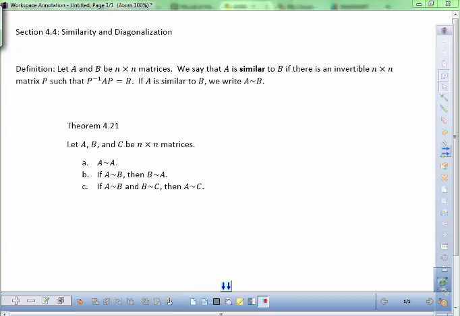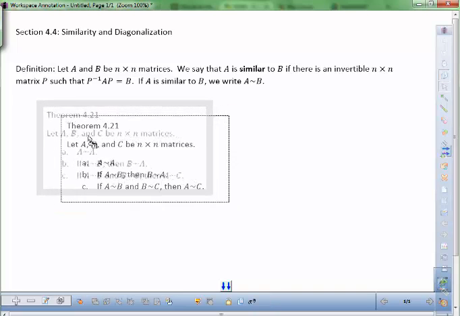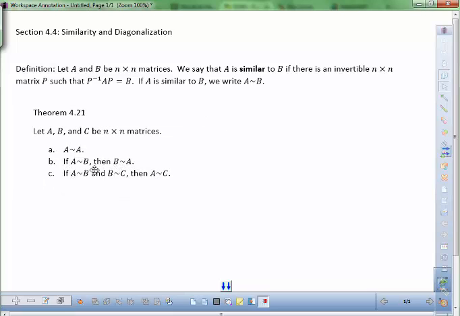Reflexive, sorry. It's reflexive, which means A is equal to itself, or in this case, when we're talking about similar, A is similar to itself. It's symmetric. Symmetric is to say if A is similar to B, then B is similar to A. And then it's transitive to say that if A is similar to B and B is similar to C, then A is similar to C.